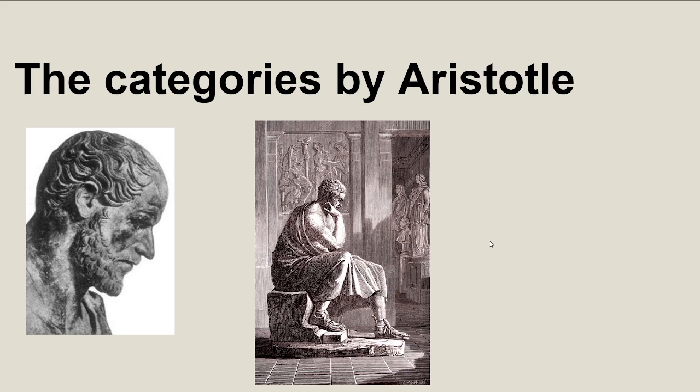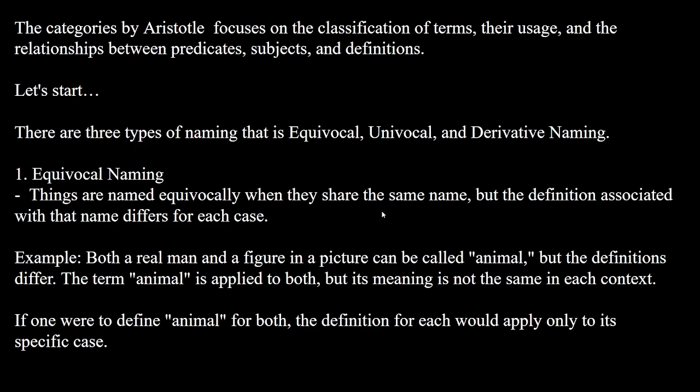This is only going to be a part one because this book is one of the books that we really have to get in depth with, because it's one of the most important works in material logic for philosophy. Let's get started. The Categories by Aristotle focuses on the classification of terms, their usage, and the relationships between predicates, subjects, and definitions. So let's start.